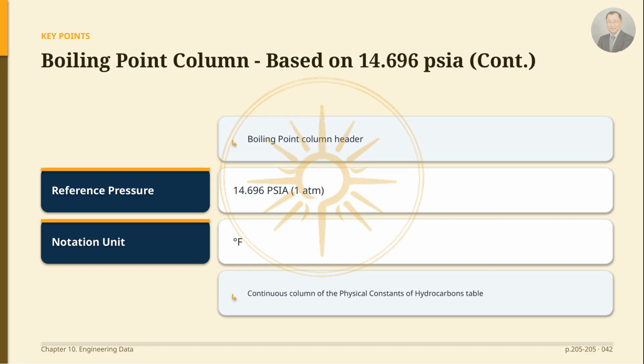The boiling point is measured at a reference pressure of 14.696 psi, which is standard atmospheric pressure, and the unit is degrees Fahrenheit. This column is a continuation of the previous hydrocarbon properties table, and it is organized so that the temperature at which each compound begins to boil can be compared under the same reference pressure.